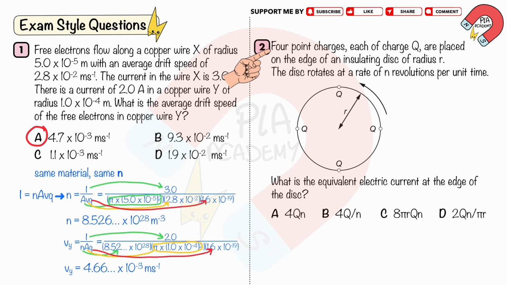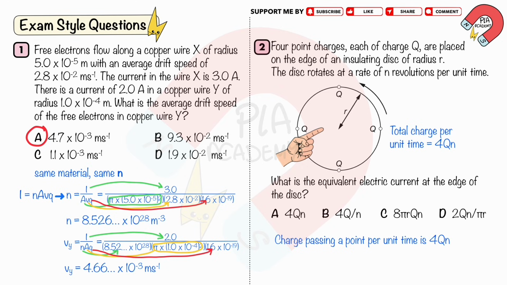Exam style question 2. Four point charges, each of charge q, are placed on the edge of an insulating disk of radius r. The disk rotates at a rate of n revolutions per unit time. What is the equivalent electric current at the edge of the disk? Four point charges q on the disk rotate n revolutions per unit time. This causes the total charge passing a point per unit time to be 4qn. Since the charge passing a point per unit time is 4qn, therefore, the electric current at the edge of the disk is 4qn.